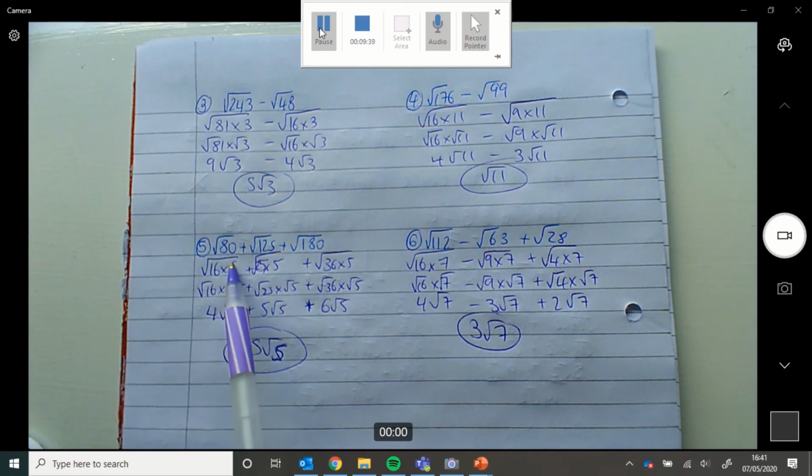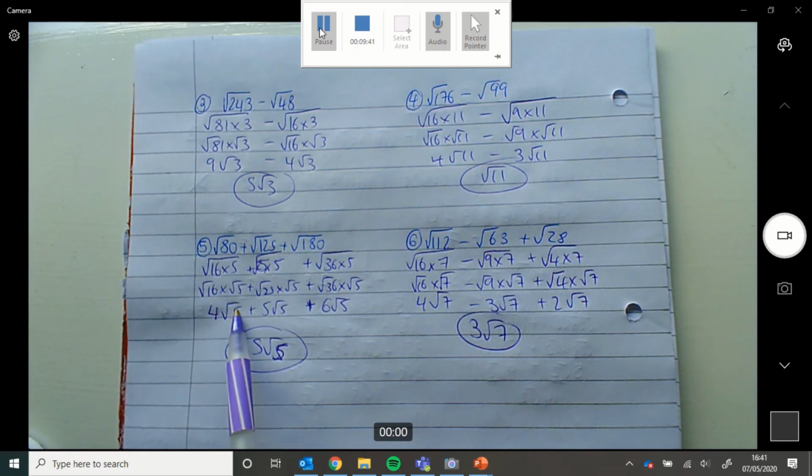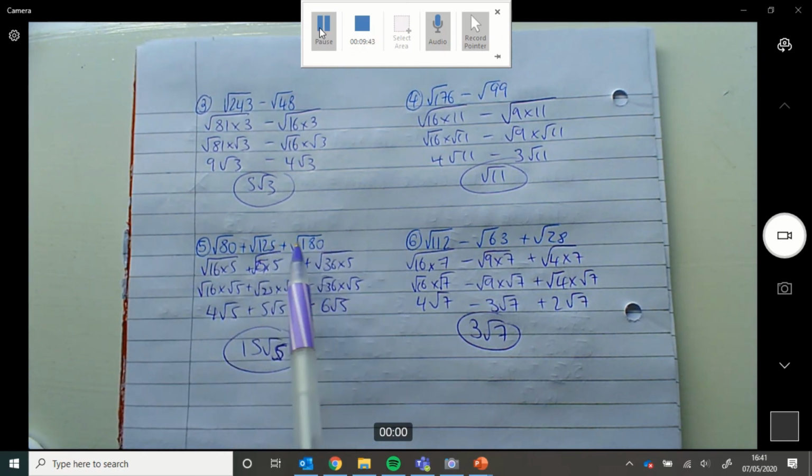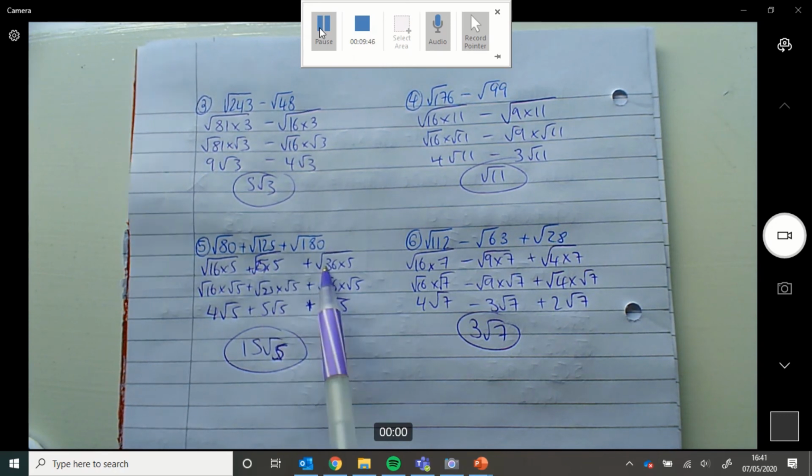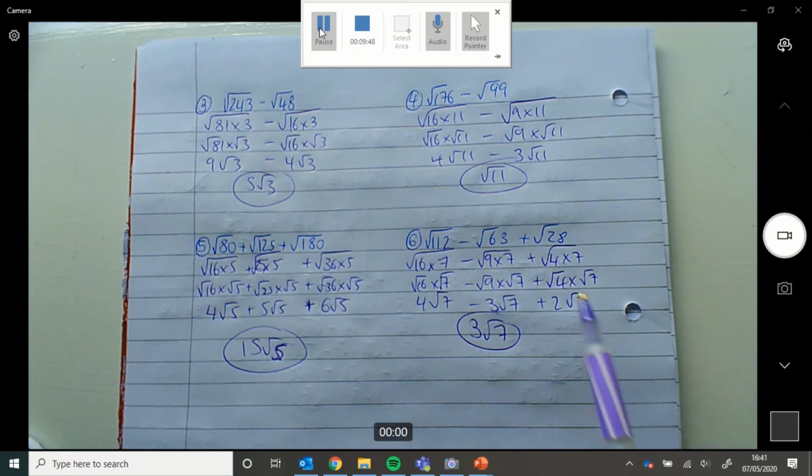Same thing here, I started with the 80, ended up with 4 root 5, and I knew I was looking for maybe a factor of 5 in both of these, and it gave me 25 and 36 as my other factors. Here I started with 28, then worked backwards to 63 and 112, looking for a 7 as a factor each time. That's it.